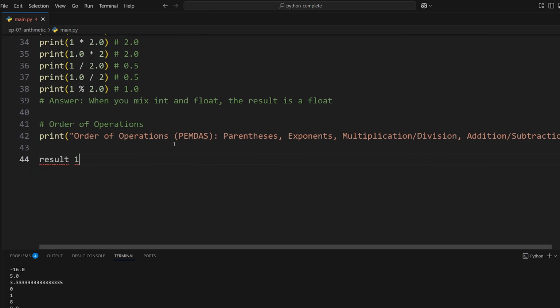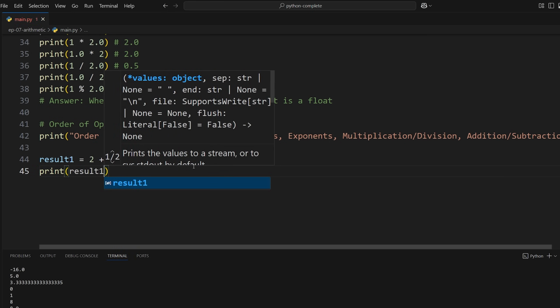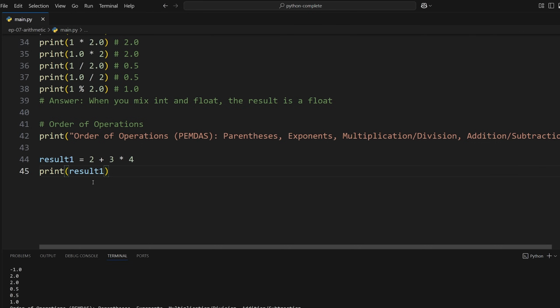So we can do result1 is equal to, let's just say, 2 plus 3 times 4. Since multiplication and division have a higher precedence than addition and subtraction, the way that this will work is simply going to be 3 times 4, which is 12, plus 2, which is 14. So we could print out result1 and we should get 14. So it's not 2 plus 3, which is 5, times 4, which is 20. It's 4 times 3, 12, plus 2, 14. So that's the order in which it should be done.